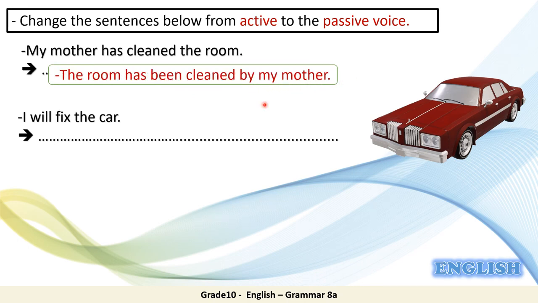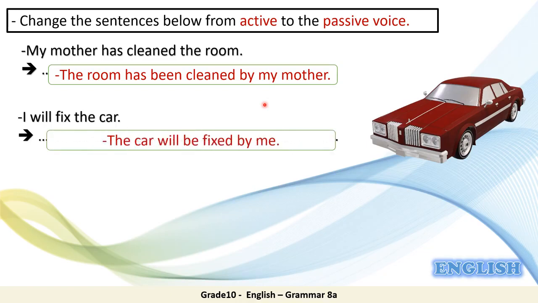Let's do the second sentence. How did you answer this? I will fix the car. Excellent. The correct answer is the car will be fixed by me. So I became object here, agent. The car became subject, and the verb is made of modal verb plus be plus past participle.